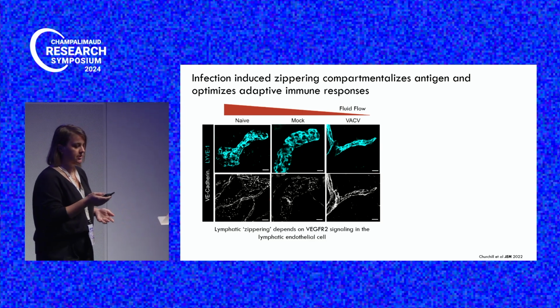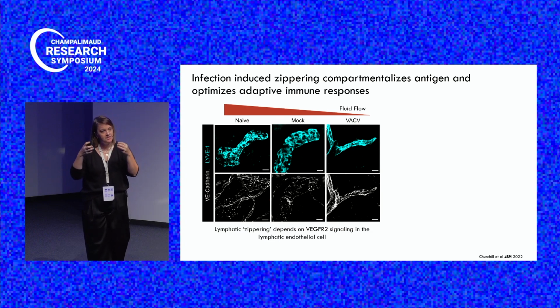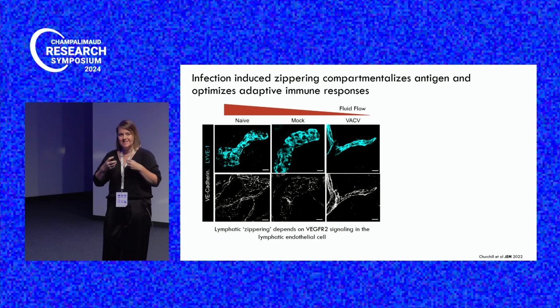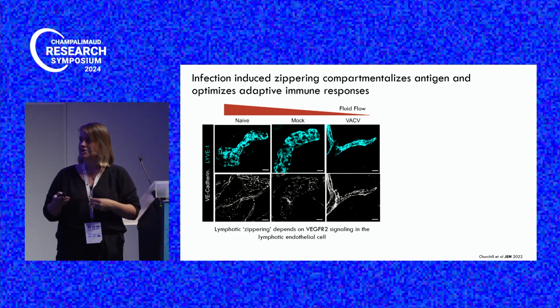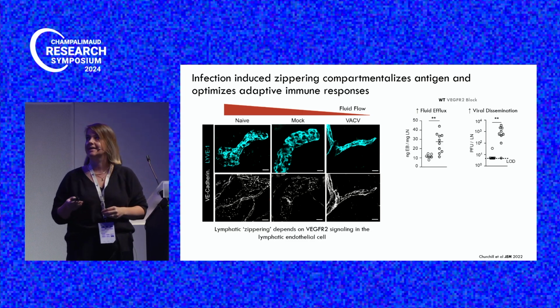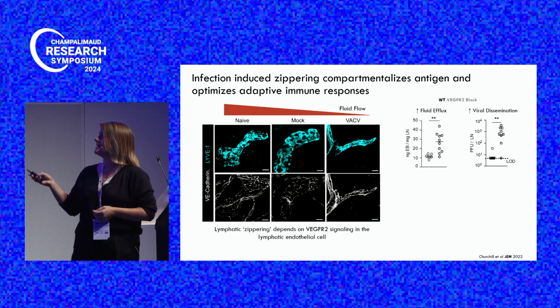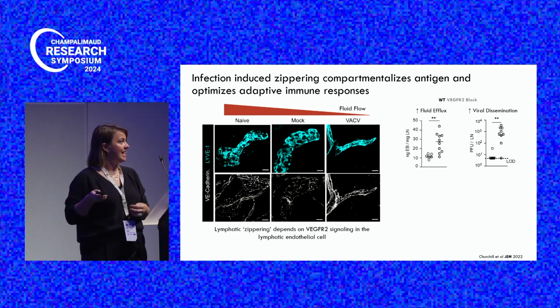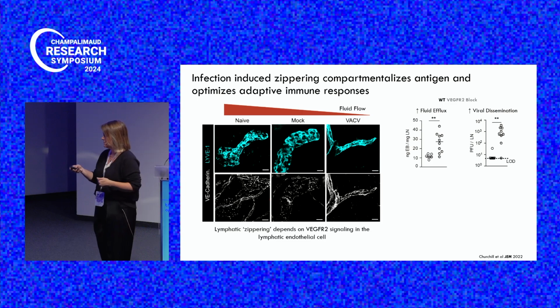Well, we actually showed that when these vessels actively respond to VEGF to constrict their junctions and prevent fluid uptake, that this is actually optimizing the response to the virus. So such that if we inhibit VEGFR2 signaling specific in the lymphatic endothelium, we rescue fluid flow out of this tissue. This now actually allows virus to disseminate, so the lymphatics are acting as an innate barrier to pathogen spread.